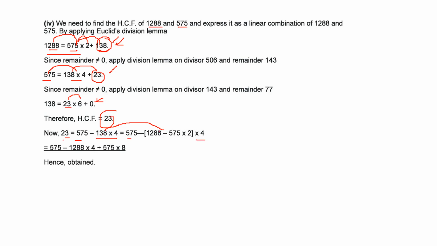575 minus 1288 into 4, minus minus is plus, 575 into 8. So this is what we get. And one more step can be done. This is 575 into 1 and this is 575 into 8. So we can just write it as 575 into 9 minus 1288 into 4. This is the final form.